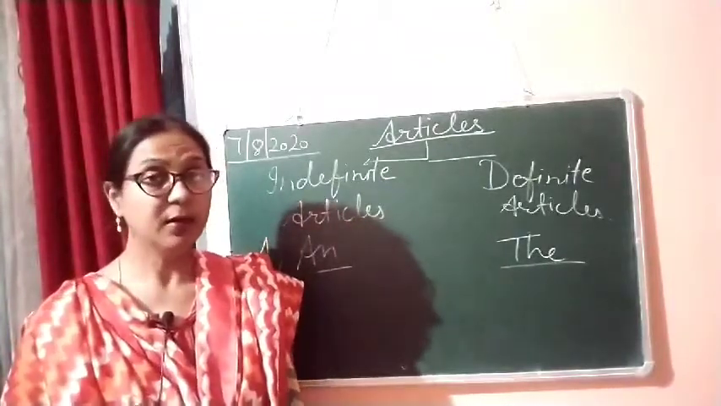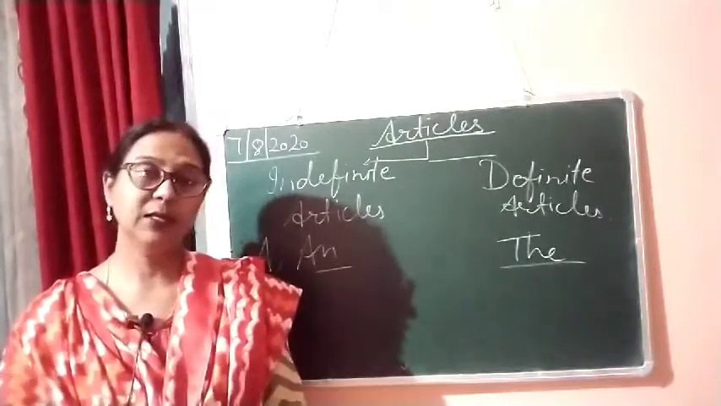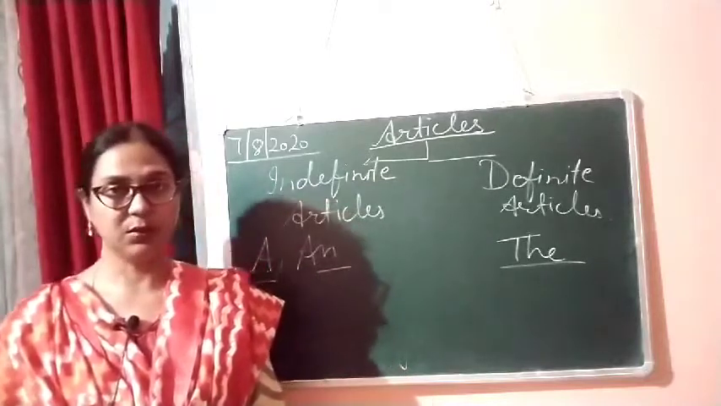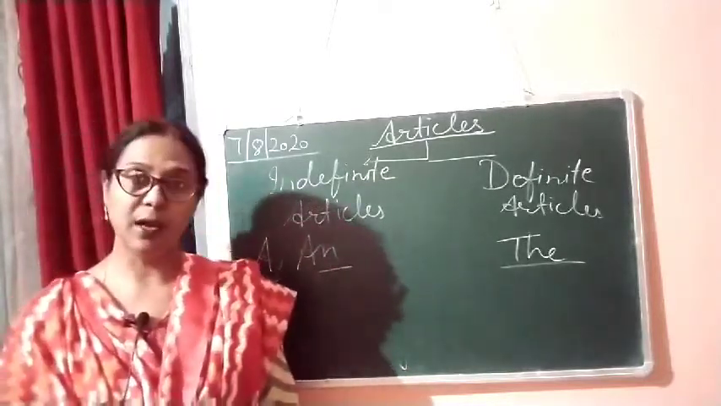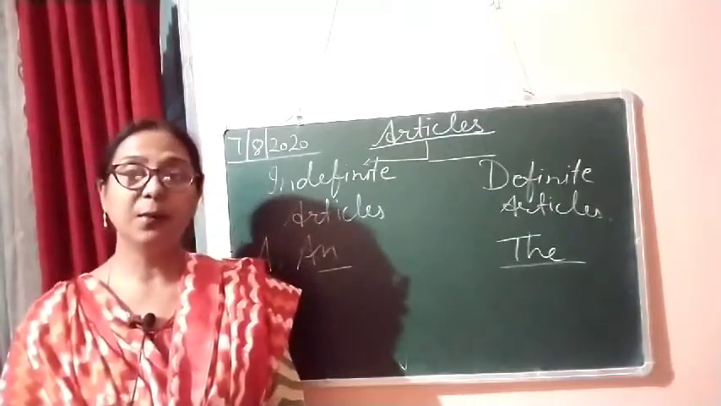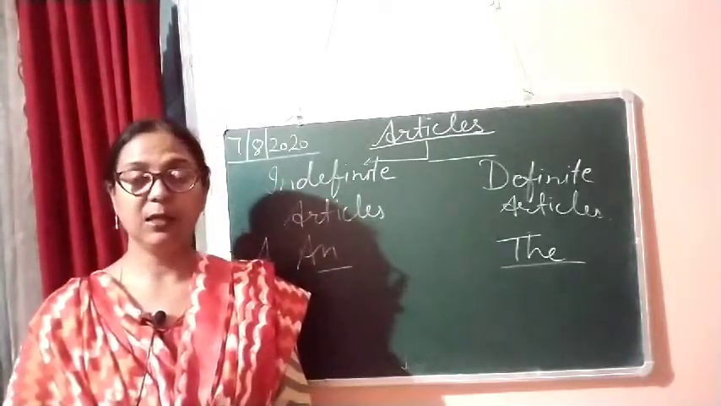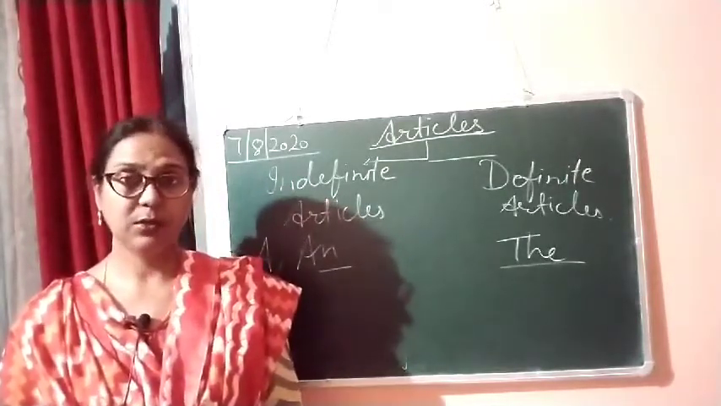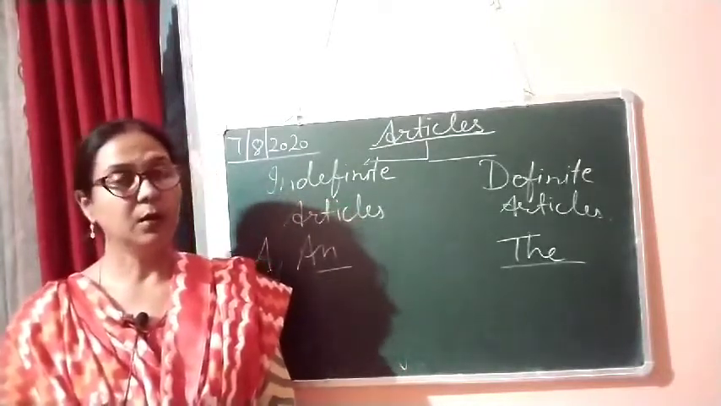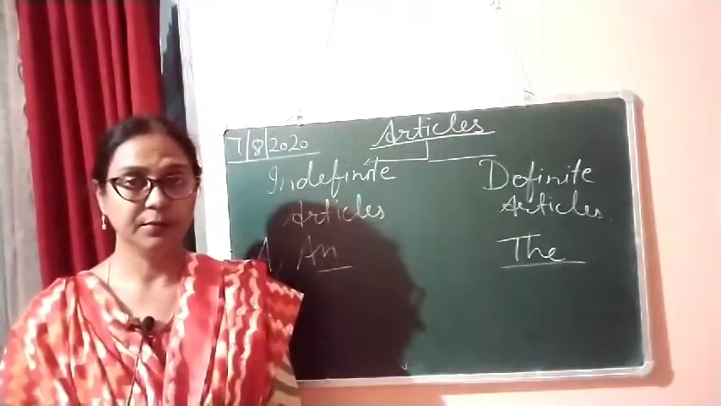A is used to denote quantity, that is, singular countable nouns. It is used with singular nouns. Whenever we say a boy, a girl, a book, a pencil, these all denote that the thing is singular. So before a singular noun, we are supposed to use a.